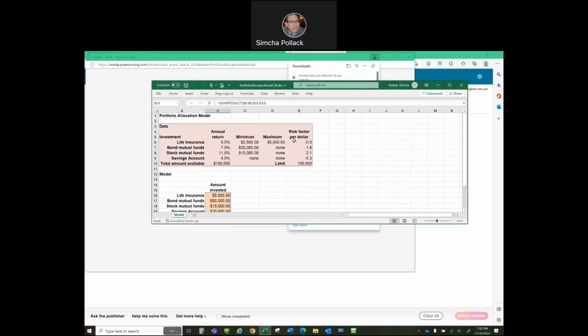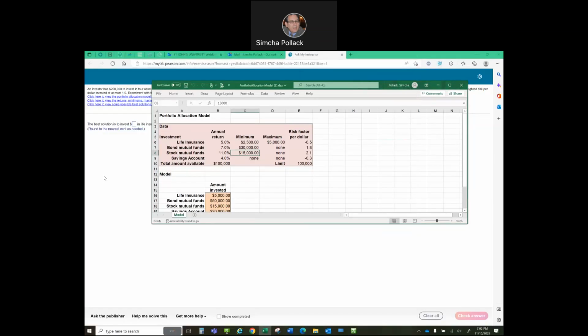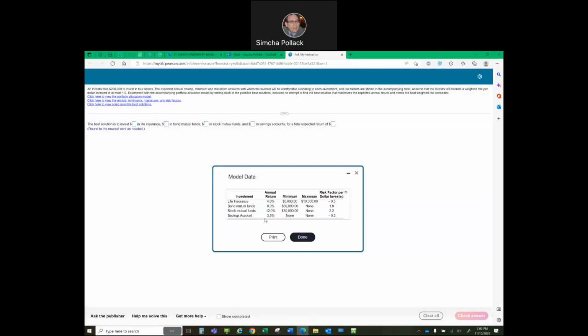The portfolio manager doesn't want to have too much risk, so they limit it to 1 point per dollar. So it comes out to 100,000. Negative numbers mean that it's not that risky, and the higher numbers, like stocks, have a higher risk. But in our example, these are the actual numbers.